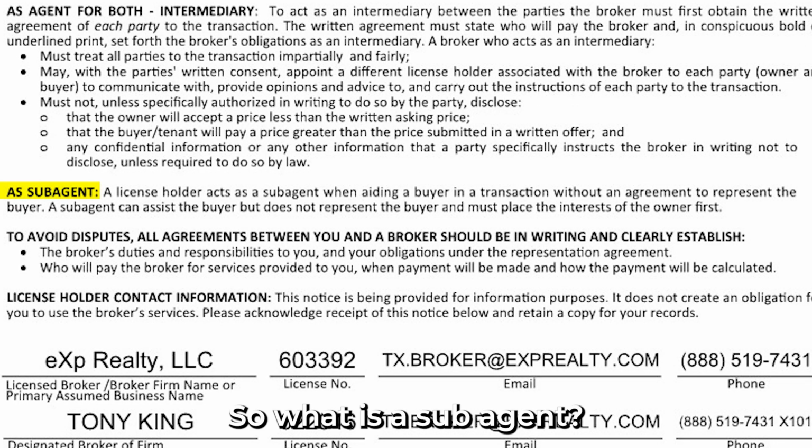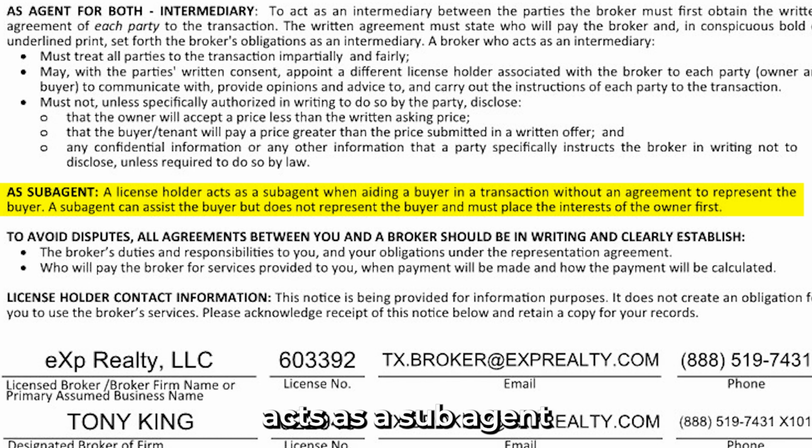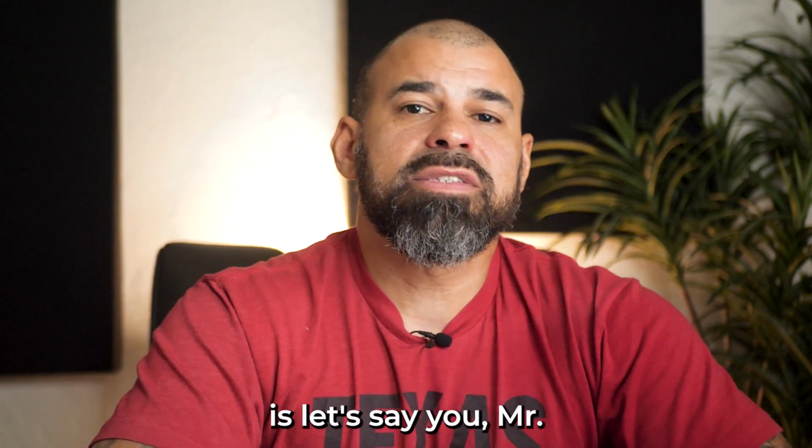It just makes sense. So a sub-agent. So what is a sub-agent? It says a license holder acts as a sub-agent when aiding a buyer in a transaction without an agreement to represent the buyer. A sub-agent can assist the buyer, but does not represent that buyer and must place the interest of the owner first.